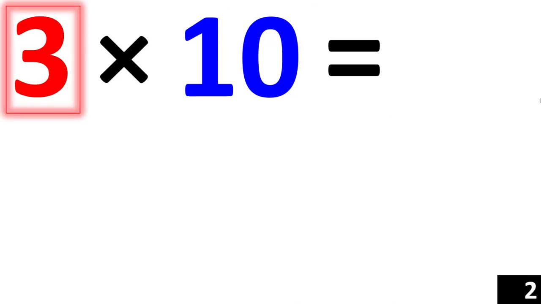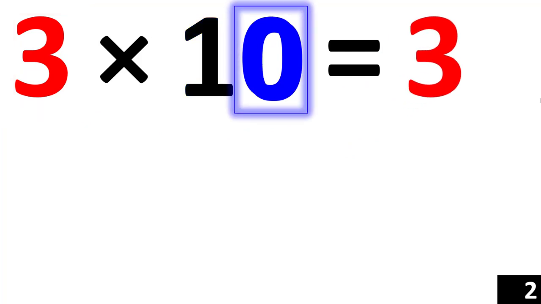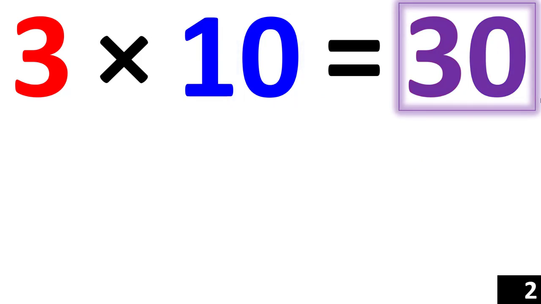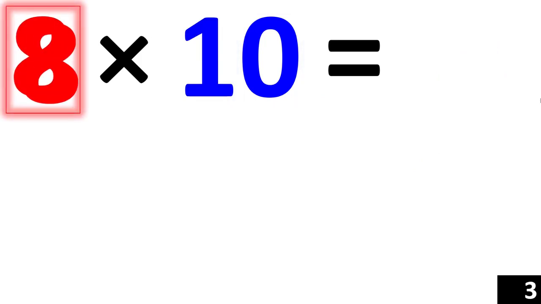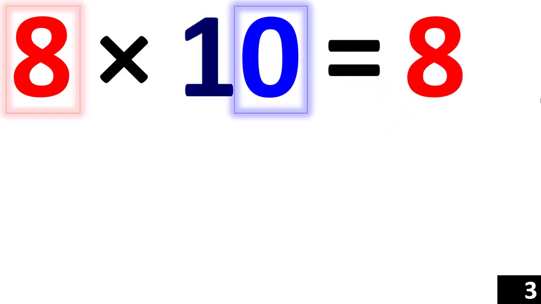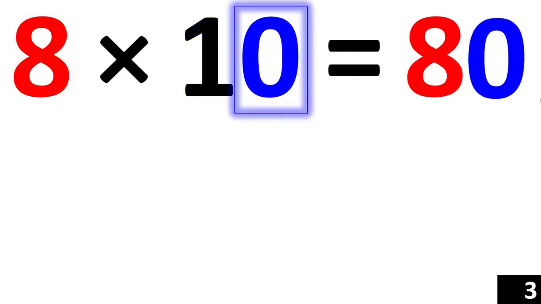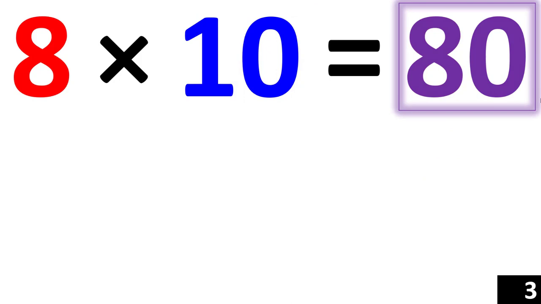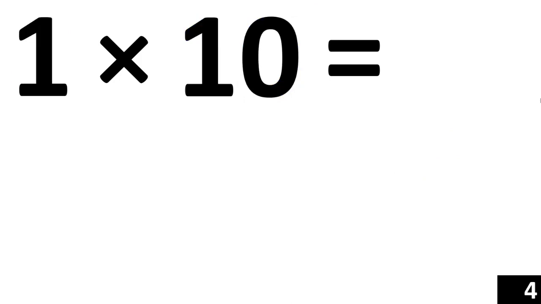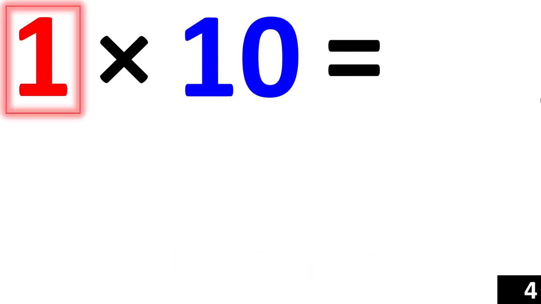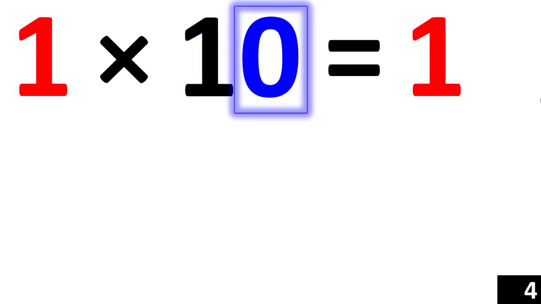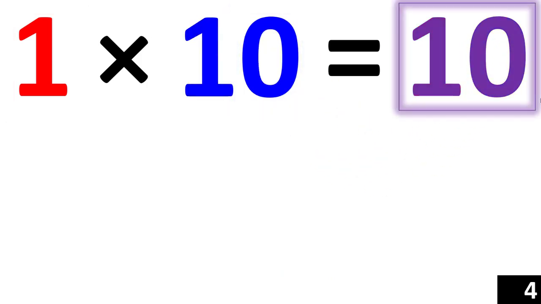3 times 10 is a 3 with an added 0, and a 3 with an added 0 is 30. 8 times 10 is an 8 with an added 0, which is 80. For this next example, we have 1 times 10. We know that any number times 10 is that number with an added 0. So 1 times 10 is a 1 with an added 0. 10.